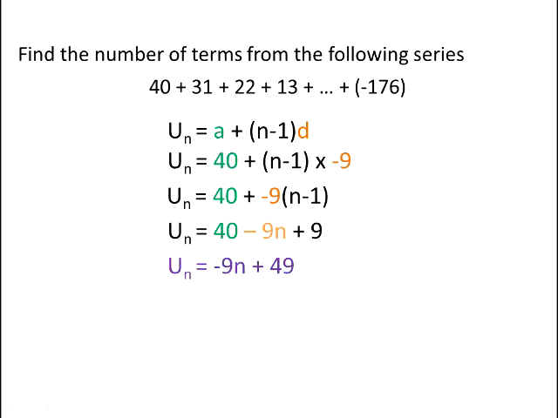I want you to get used to using this formula, but it's just another way of checking that you've got your nth term right. So what number of term gave us minus 176? Let's put it equal to that. Let's take away 49. Let's divide by minus 9, and you get 25.